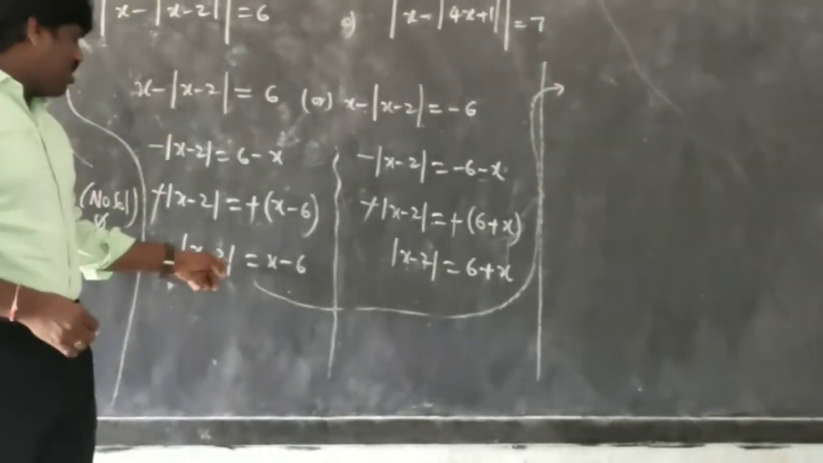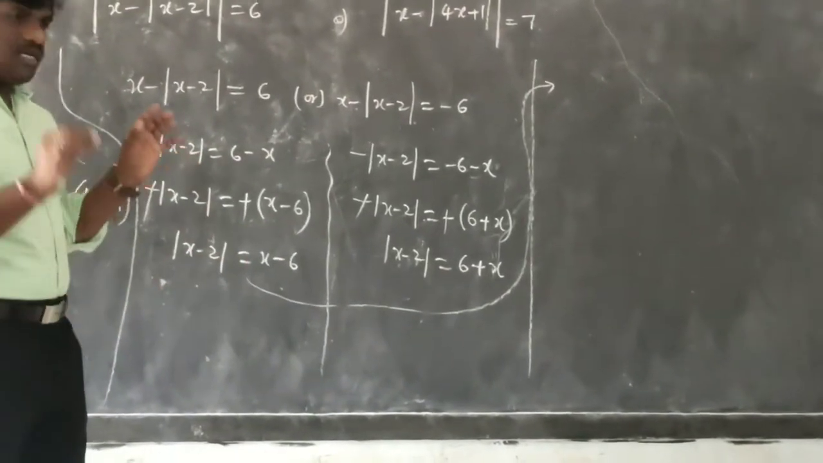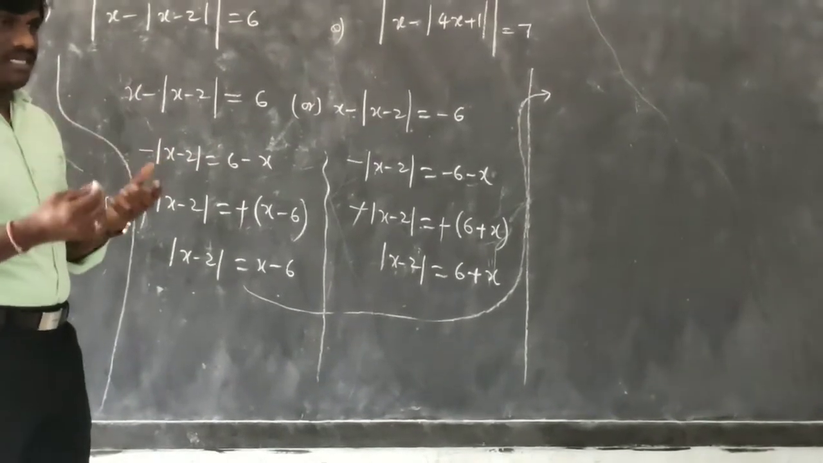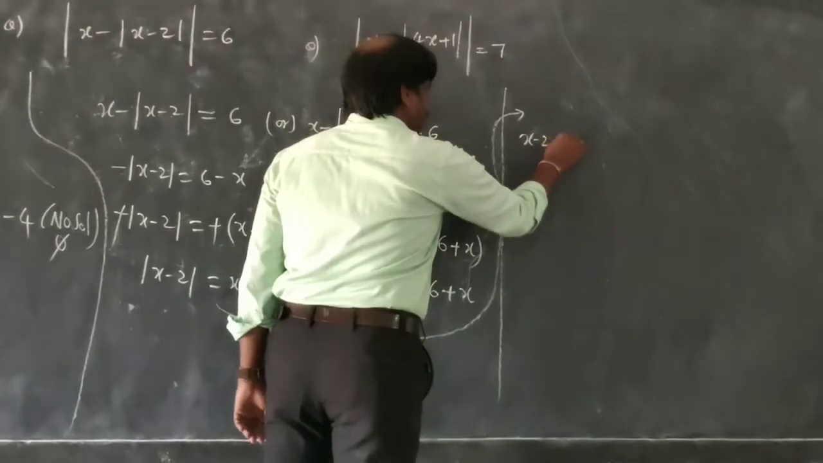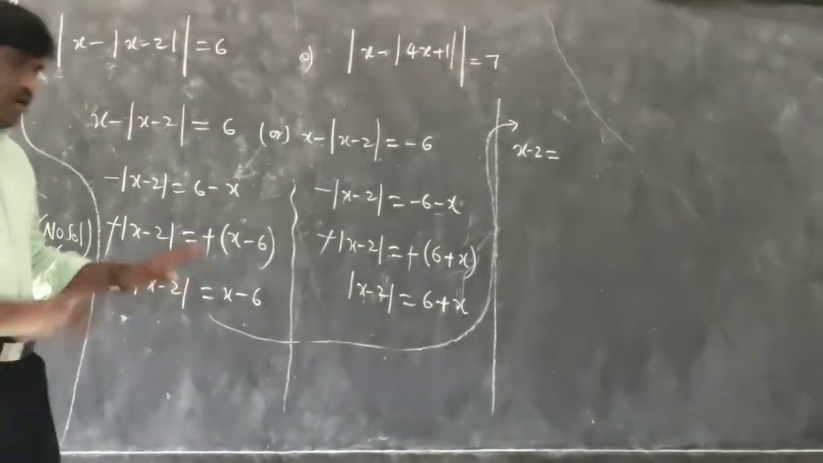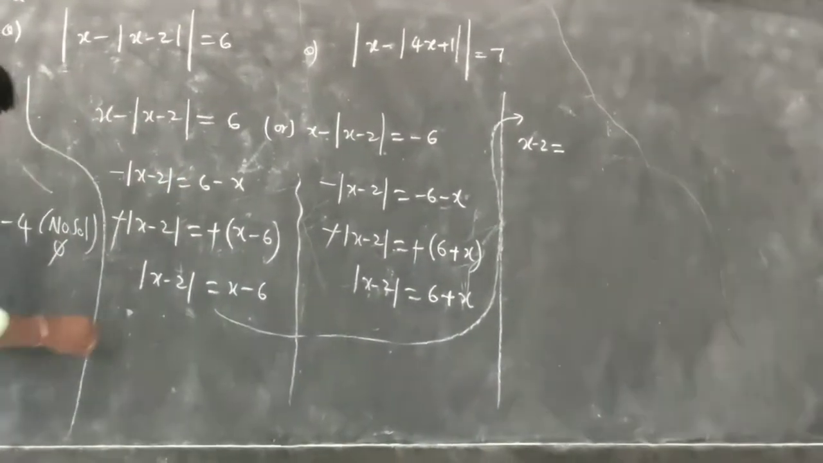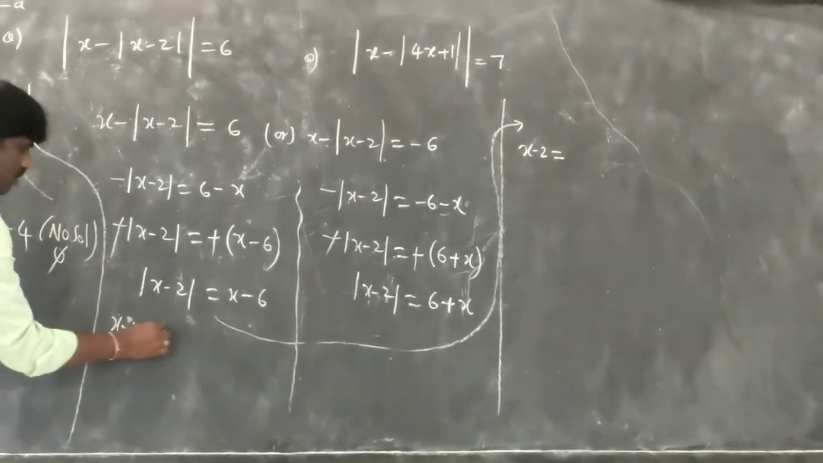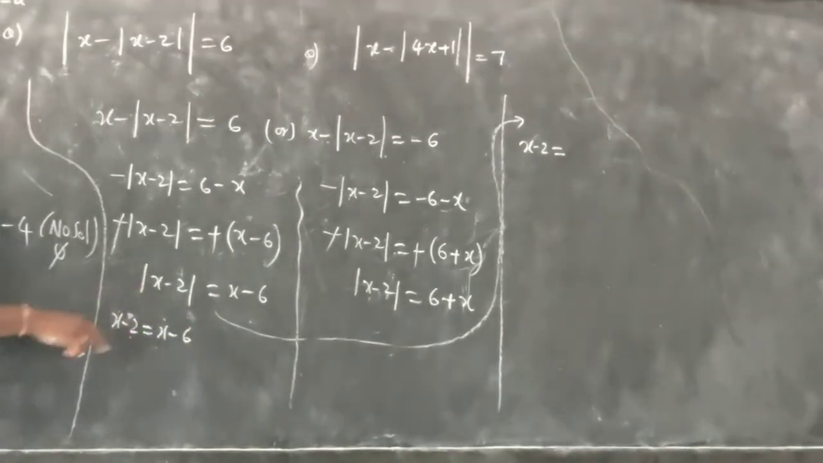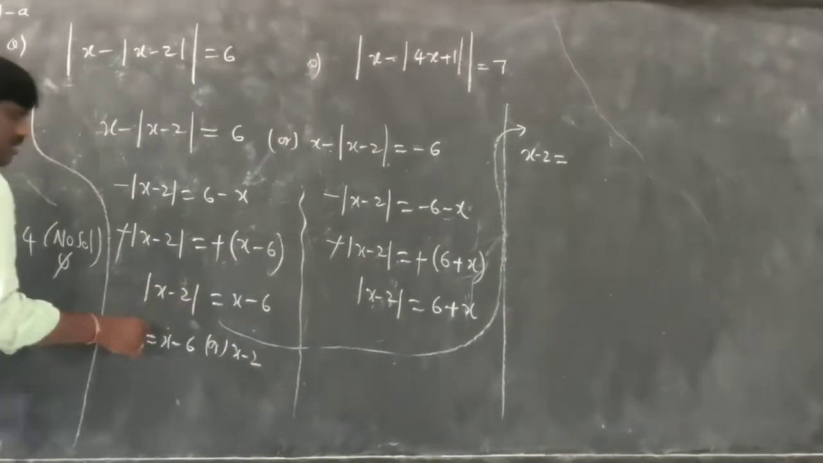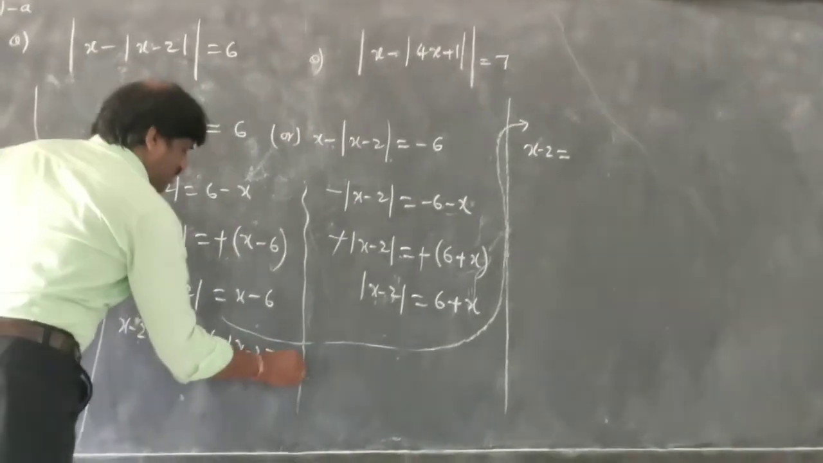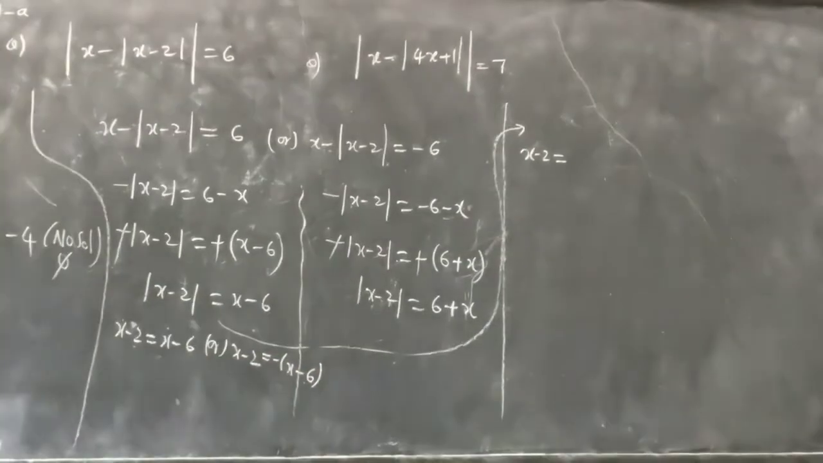That is, mod of something is equal to something, that will be opened once with plus and once with minus. So what I get here is x minus 2 will be equal to this mod opening. I write x minus 2 is equal to x minus 6 once with positive sign, and the second time I open this modulus with a negative sign, x minus 6. Hope you understand.